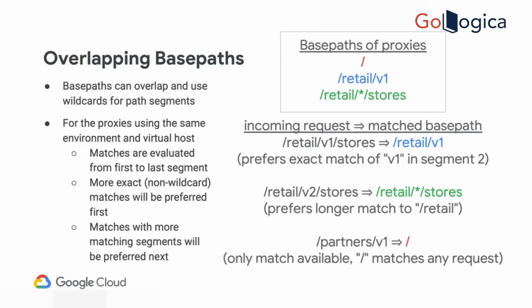Now, in this case of overlapping base paths, if we have multiple base paths which can overlap with each other, how will APG determine which proxy to go to? So if there are three proxies with three base paths, let's say one proxy with only slash, another proxy with retail v1, and the third is retail, then star, then stores.